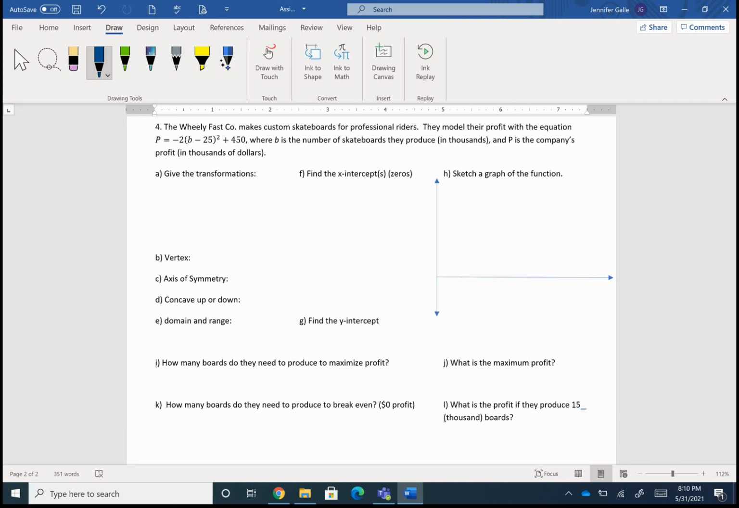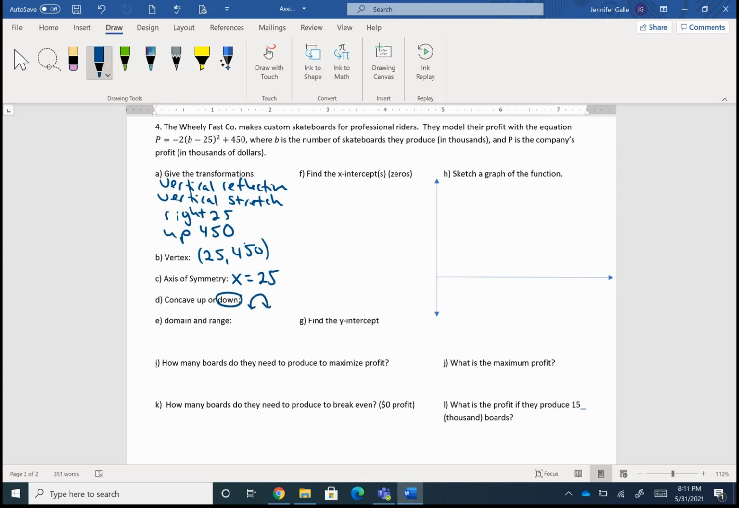So the transformations, the negative sign, vertical reflection. The 2, we're going to get a vertical stretch because it's bigger than 1. Minus 25, inside the parentheses, we're going to go right 25. Plus 450, on the outside, we're going to go up 450. Our vertex, we go right 25, up 450. Axis of symmetry, x equals, and it's 25. There is a reflection, so our graph is going to open down.